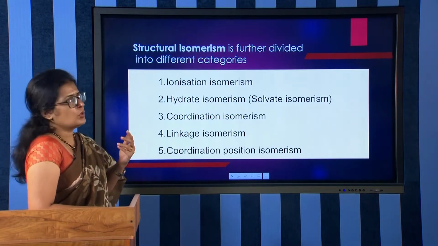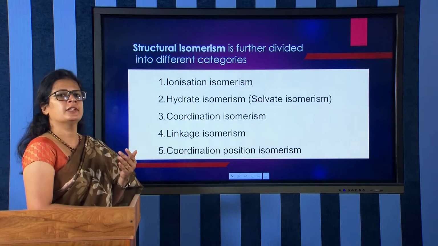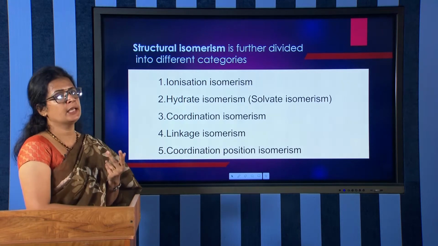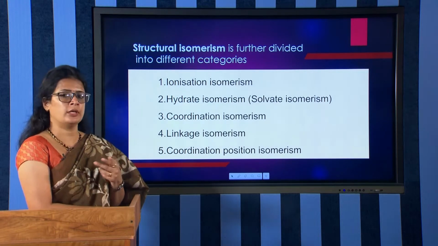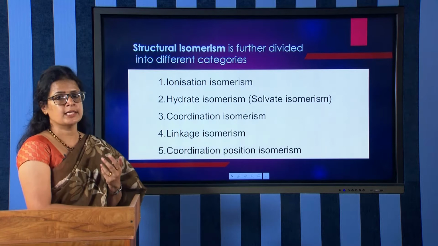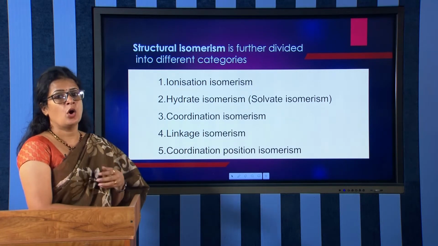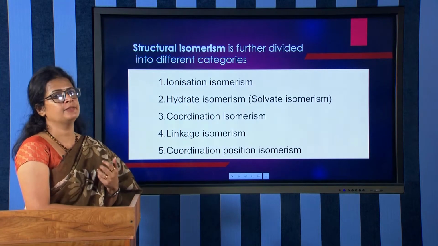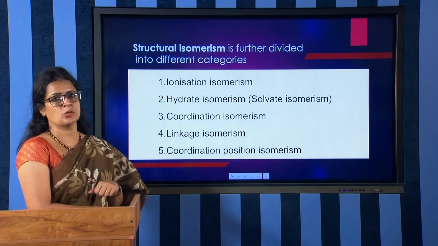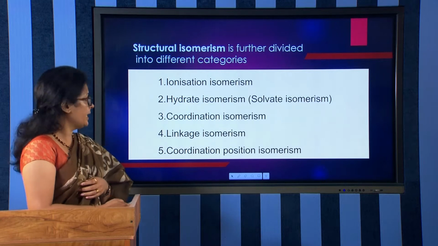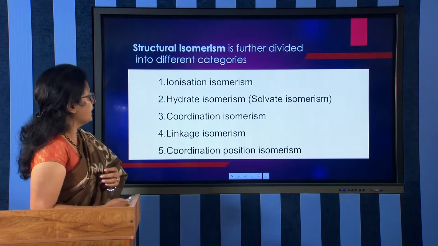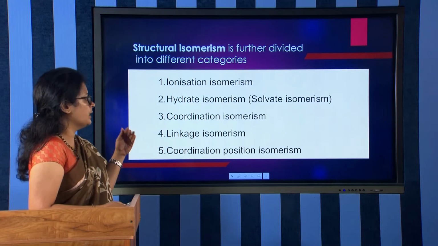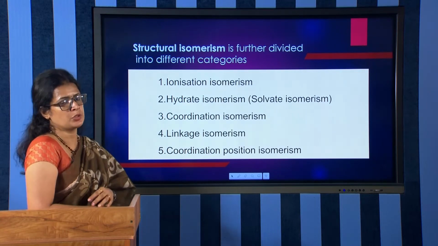And structural isomerism is further divided into different classes. Number one is ionization isomerism. Second is hydrate isomerism, also called solvate isomerism. Third is coordination isomerism. Fourth is linkage isomerism, and fifth is coordination position isomerism. So, these different kinds of isomerism are there: ionization, hydrate, coordination, linkage and coordination position isomerism.